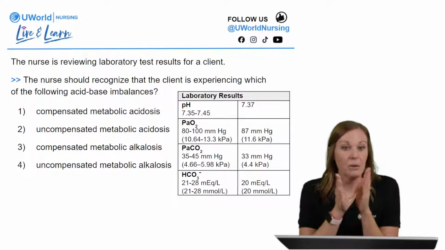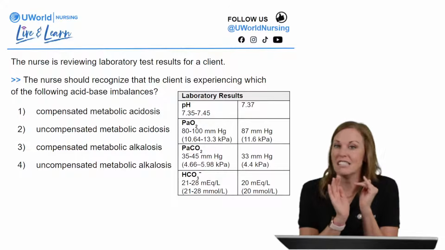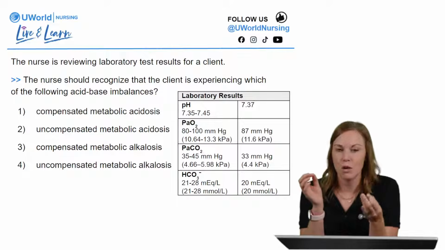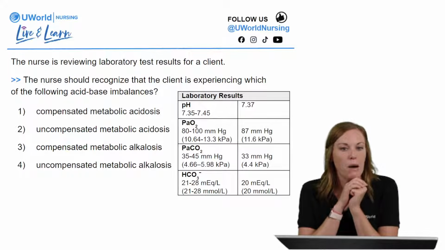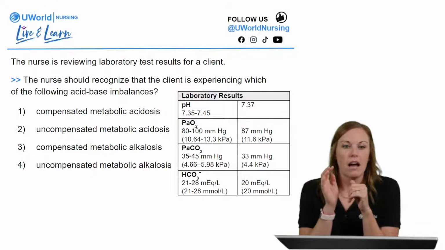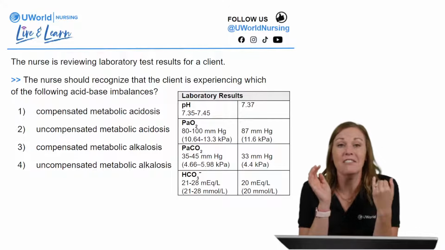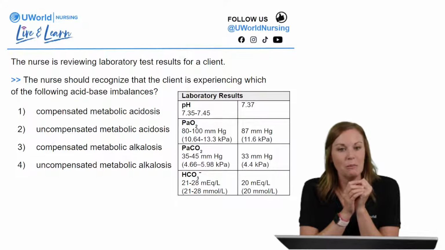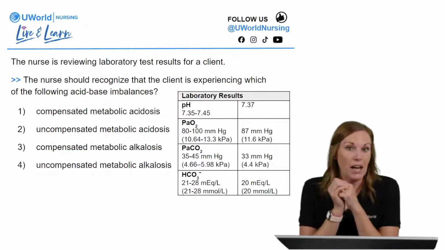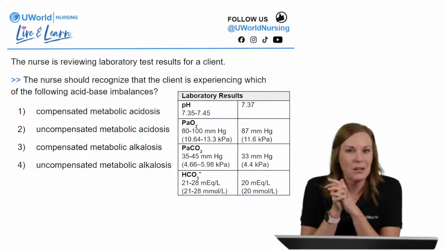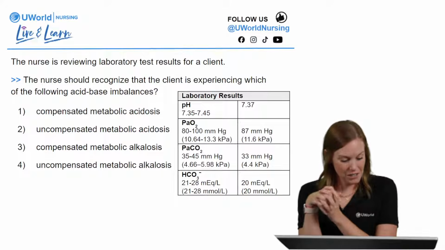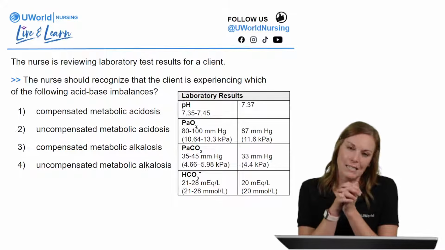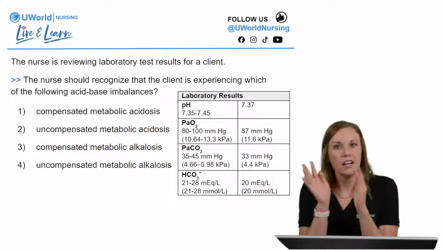So what we're seeing here, we have a pH of 7.37. This is our first normal pH. So what is that going to mean, that we have a normal pH? We have a bicarb that's low. I'm sorry, not a bicarb. We have a CO2 that's low, 33. We have a bicarb that is also low as well. Okay, so what are we going to see? Are we seeing compensated, uncompensated, acidosis, alkalosis? What are our arrows doing?